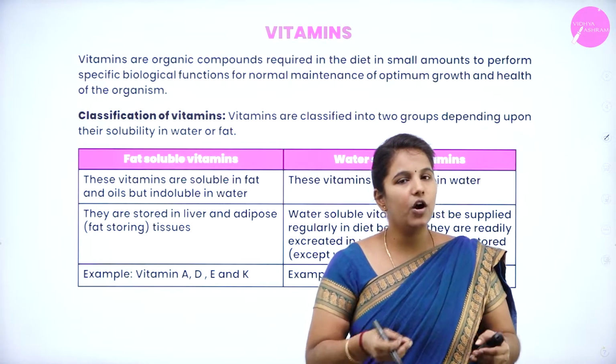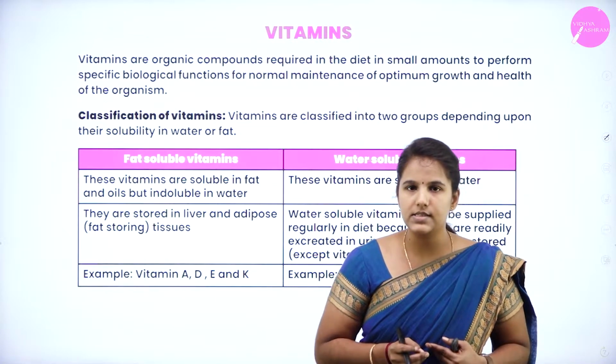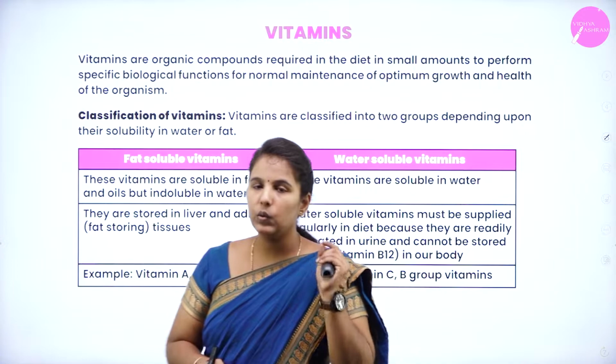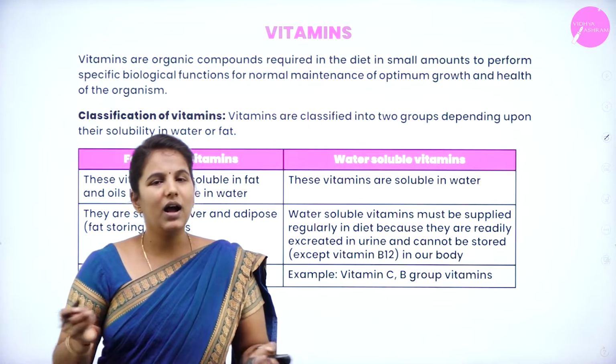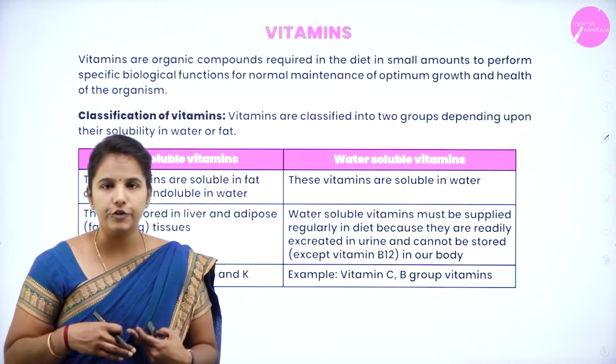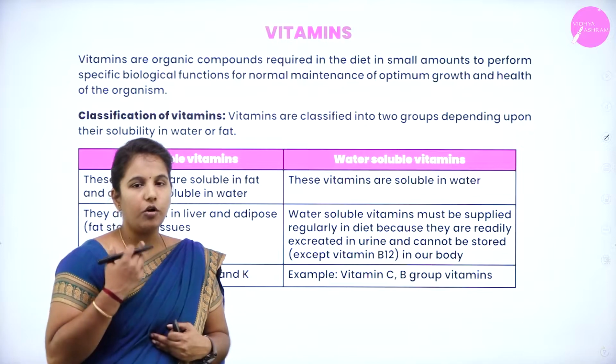That is why we always take them through the diet. Is it right? Yes. Vitamin A, vitamin B, vitamin C, vitamin D, and vitamin K are the best examples of vitamins we take through our food. Is it right? Yes. And these vitamins are of 2 types.